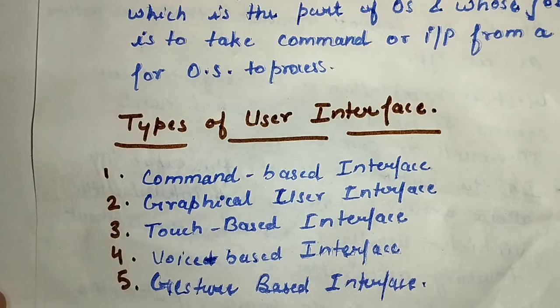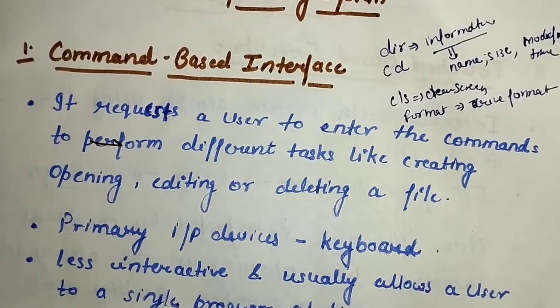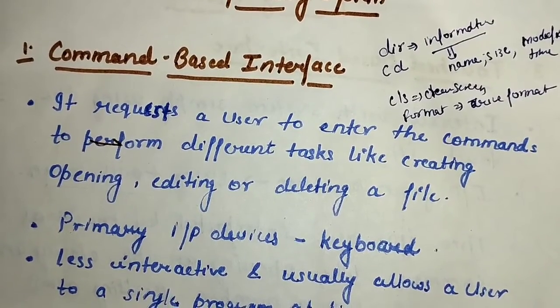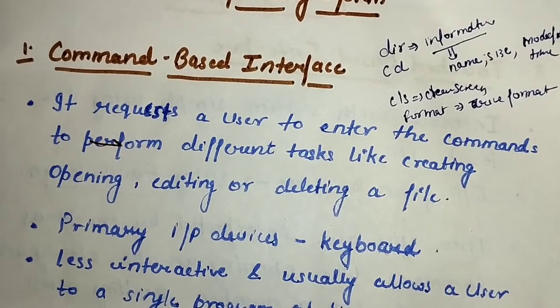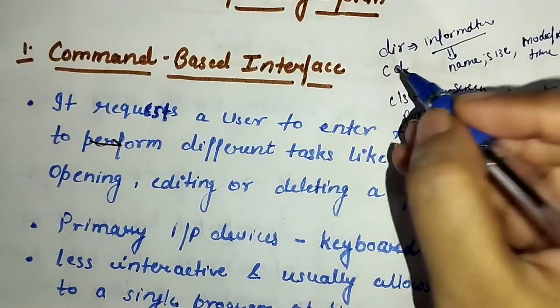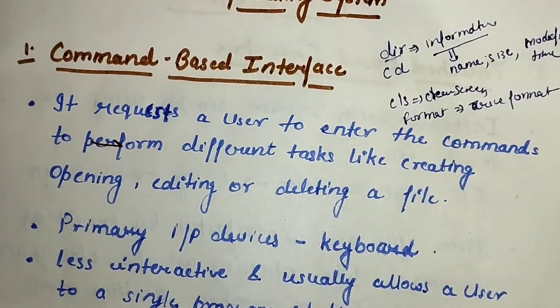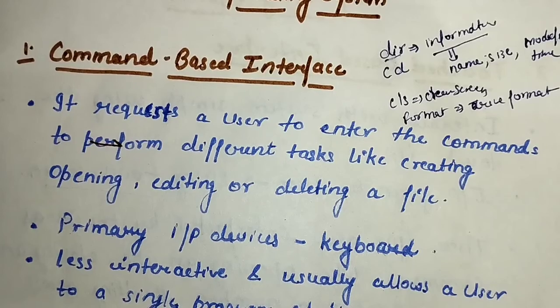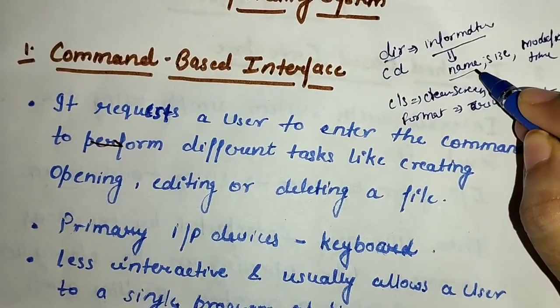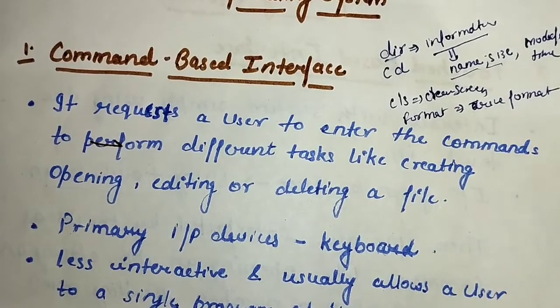What is command based interface? So command based interface में user command के through interact करता है with the operating system. User command enter करता है and different tasks can be performed. Suppose dir is a command in MS-DOS, that is Microsoft Disk Operating System, which is used to display the information of the directories. Information कैसे display होती है? By its name, size, modification time, etc.